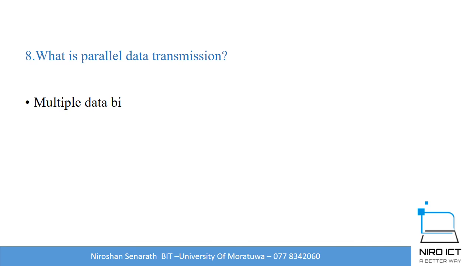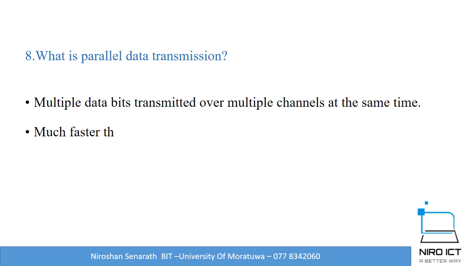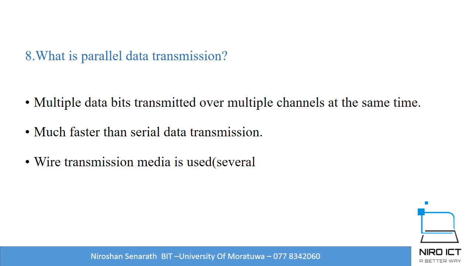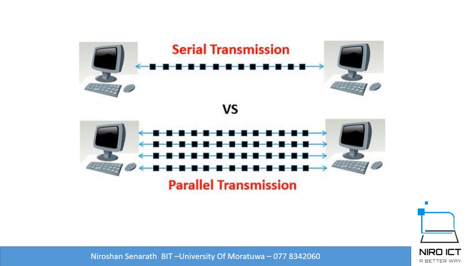It is different from serial data transmission. Here we use a few wires to transmit data at the same time. Multiple data bits are transmitted over multiple channels at the same time. So it is much faster than serial data transmission, because there we send data one after the other. Here we can send a number of data bits at a time. Wired transmission is used, and several wires are there, such as RJ45 or Cat6. Here you can clear up my explanations of serial transmission and parallel transmission.